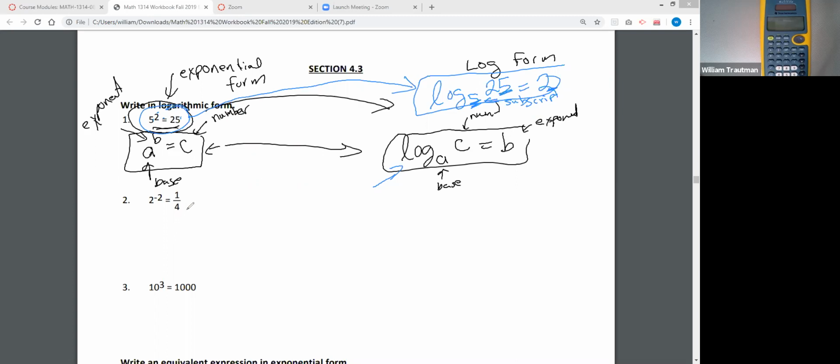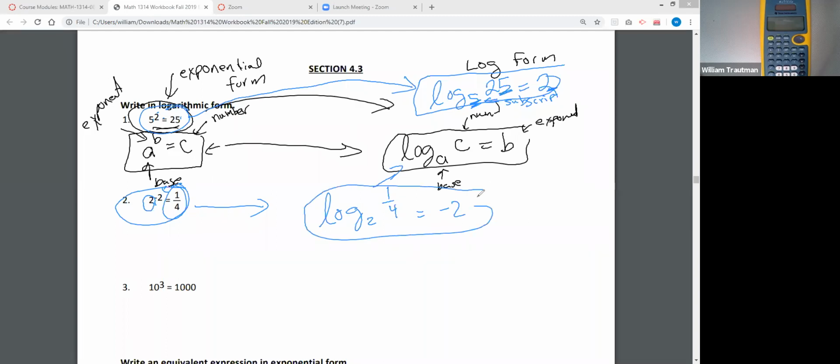So we're going to do the same thing here. This is exponential form. We want to change it to log form. The base is 2. So it has a subscript 2. The answer is 1/4. And then the power is -2. That's it. We're just changing it to log form. They both mean the exact same thing. This is called exponential form. This is called log form.